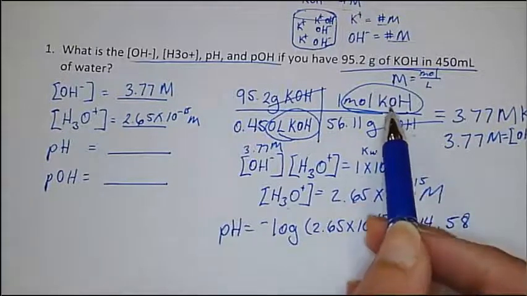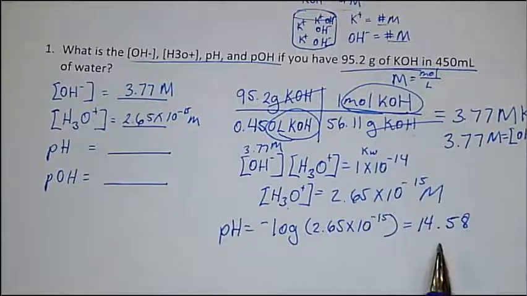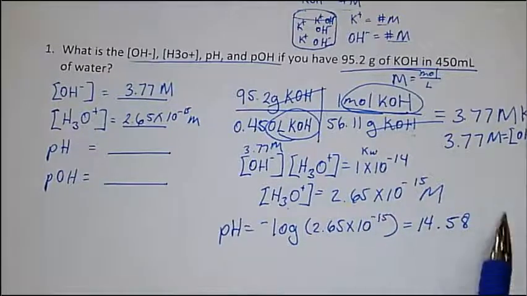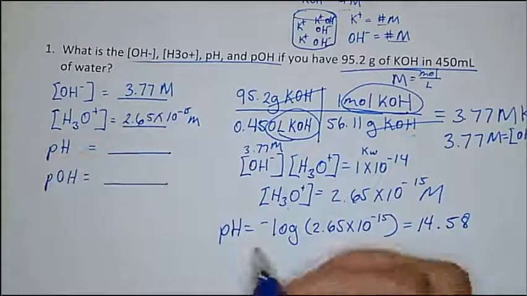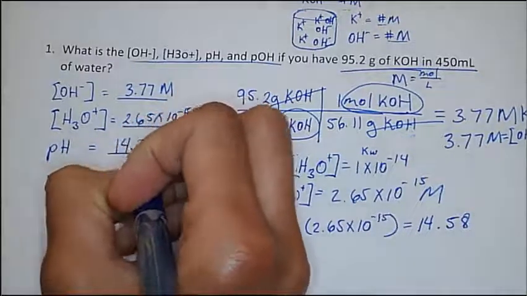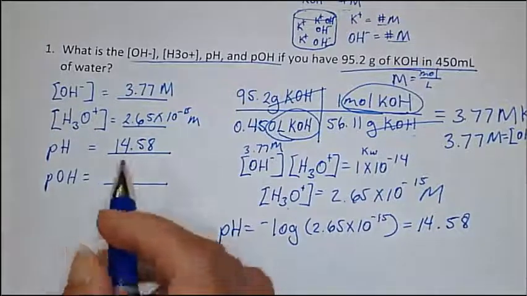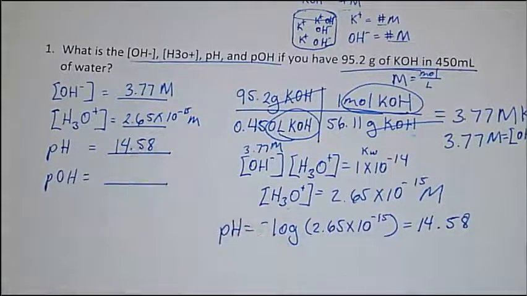That makes sense because I'm dealing with potassium hydroxide. I would want my pH to be on the high range, the high part of it. And this is going over 14, and that is fine. So my pH would be 14.58. Remember, pH doesn't really have a unit, so you're not going to put anything.